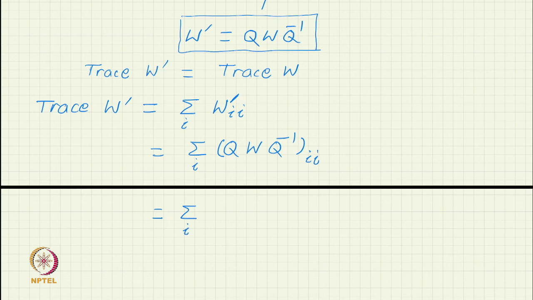Then we use what is meant by matrix product. So the ii element of the matrix product Q W Q inverse can be written as Q ij, W jk, Q inverse ki. And now the summation, since we have summation over j and summation over k, so we have two more summations.